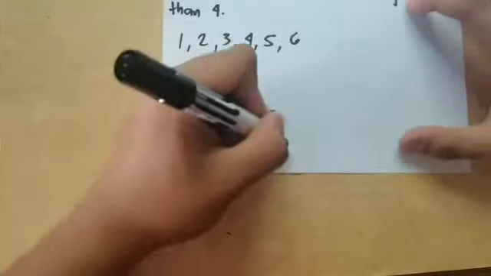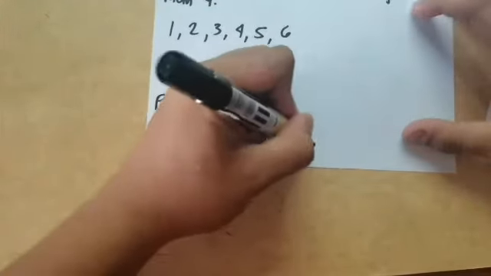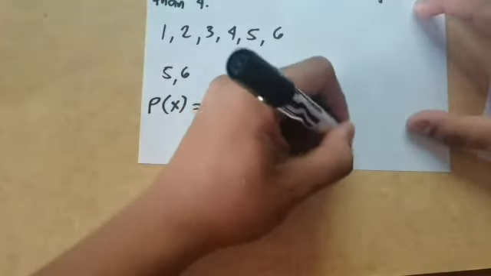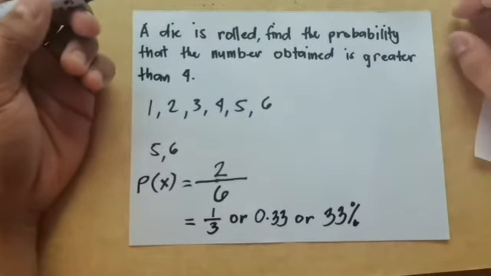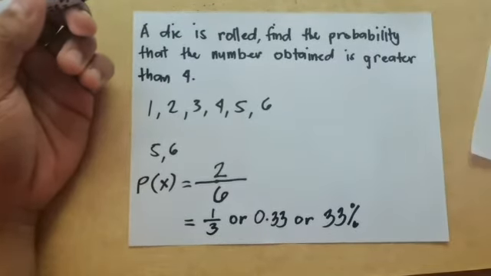or 0.33, or 33%. So the probability that you roll a number greater than 4 is 33%. So let's proceed to the next problem.